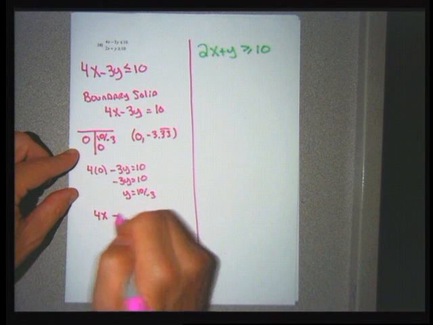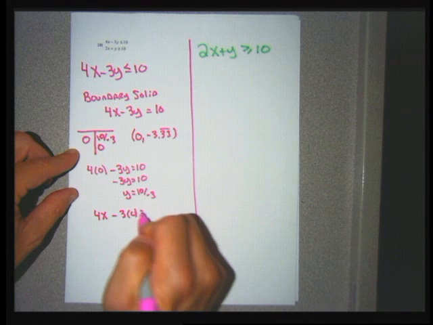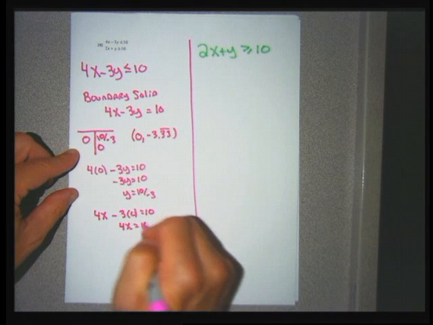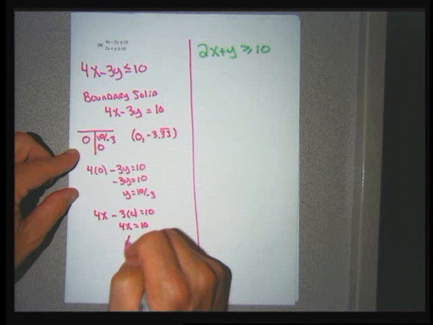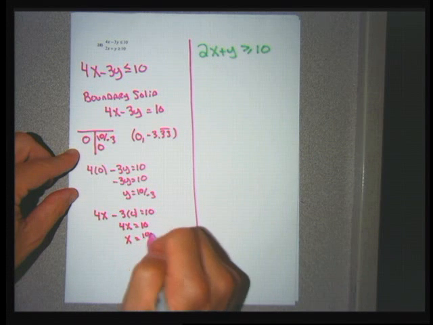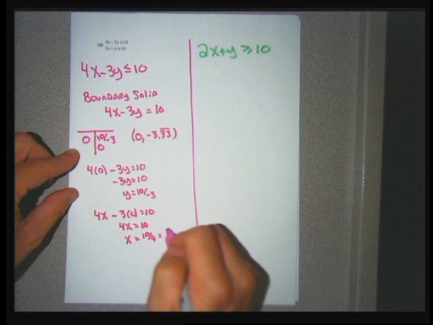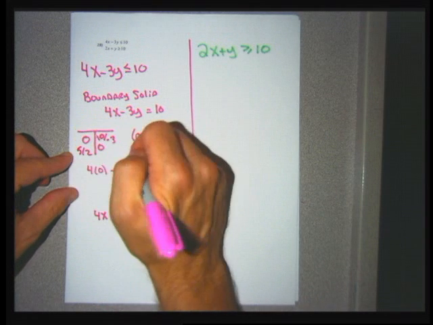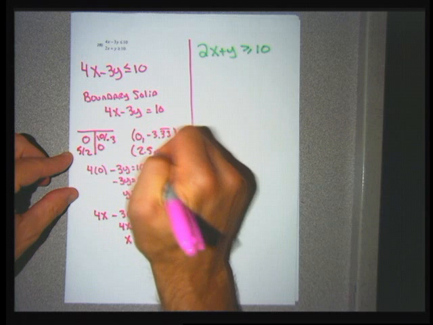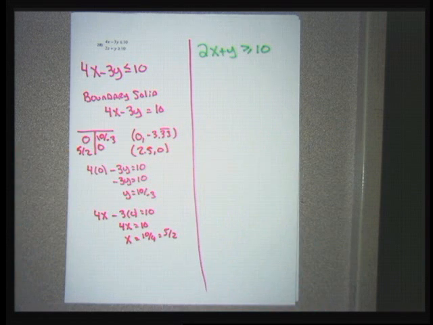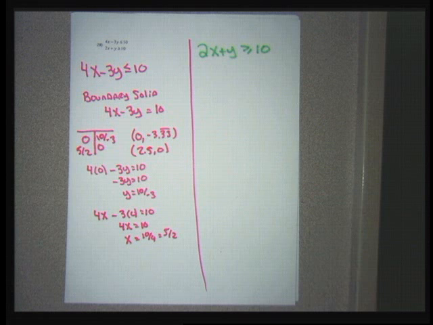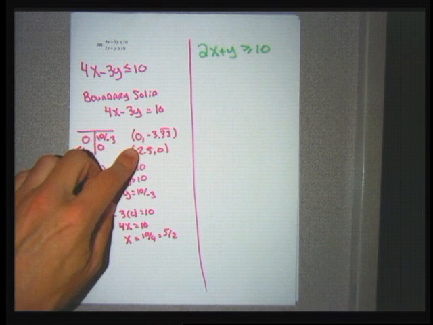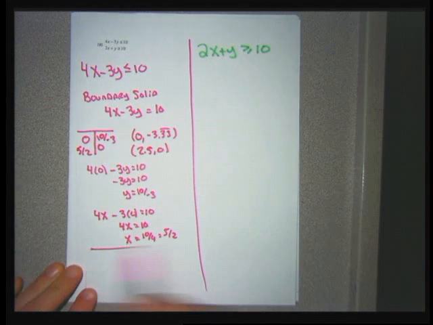I get 4x minus 3 times 0 on the boundary equals 10. This goes away, gives me 4x equals 10. Divide both sides by 4, I get x is 10 over 4. 10 over 4 reduces to 5 halves, and I can do that division without my calculator. So I'm going to graph the line that goes through the points (0, negative 3.33) and (2.50, 0). So that's the boundary line.